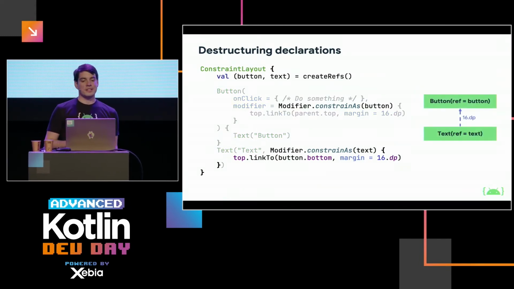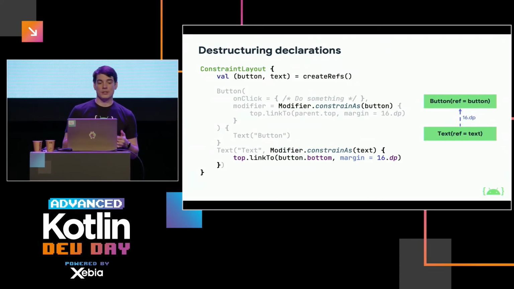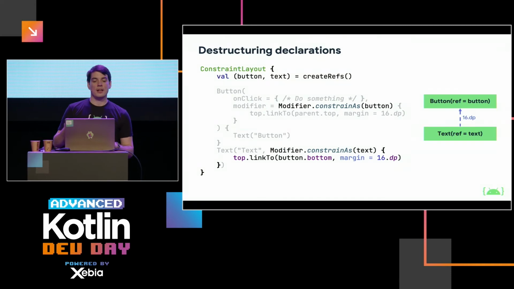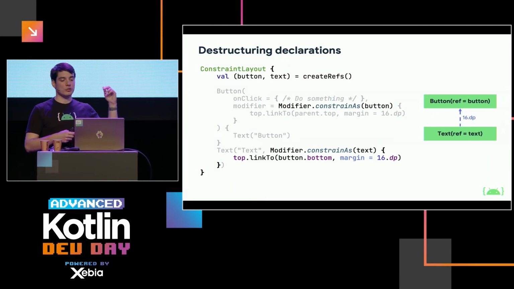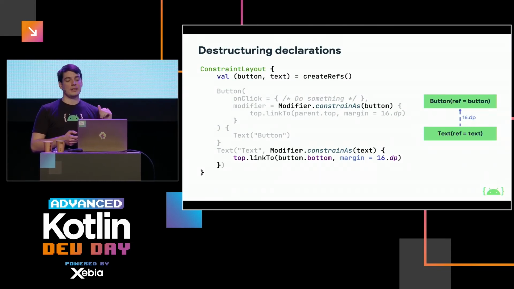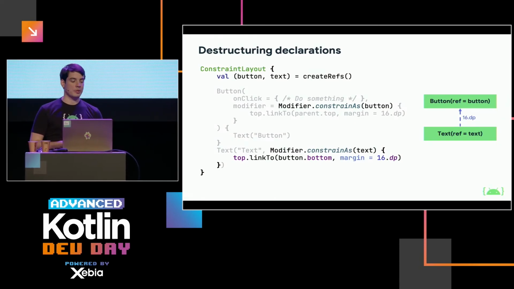So here, for example, we are creating 2 references, which we're calling button and text. We're assigning these to 2 pieces of UI that are nested within the layout. There's a button and a text, which receive these respective references. And then we are linking these together by saying that the top of the text should be linked to the bottom of the button, and there should be a bit of margin in between them. So something like you can see on the illustration here.